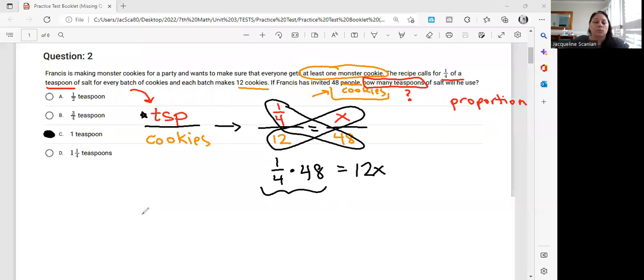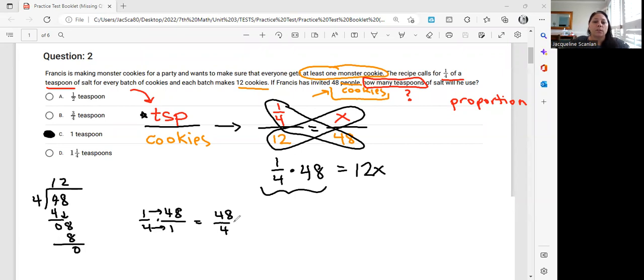Okay, so I'm going to do 1/4 times 48. I'm going to put my whole number over 1. Then I multiply straight across, and I get 48 over 4. Which I am then going to simplify. I'm going to divide 48 by 4. 4 goes into 4 once. 4 goes into 8 2 times. So 48 over 4 is the same as 12.